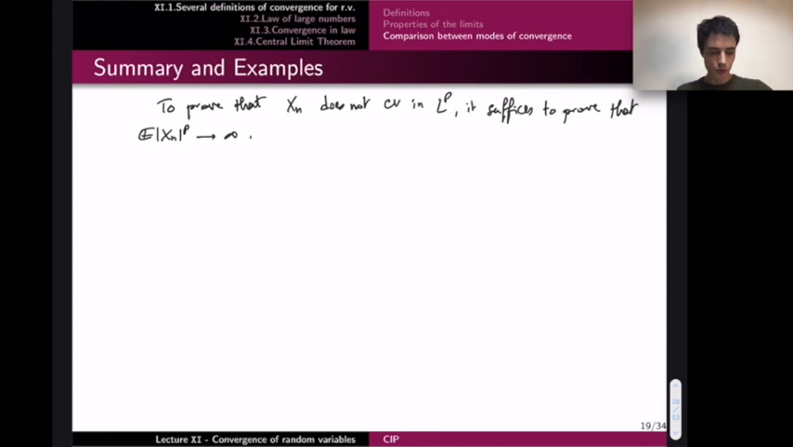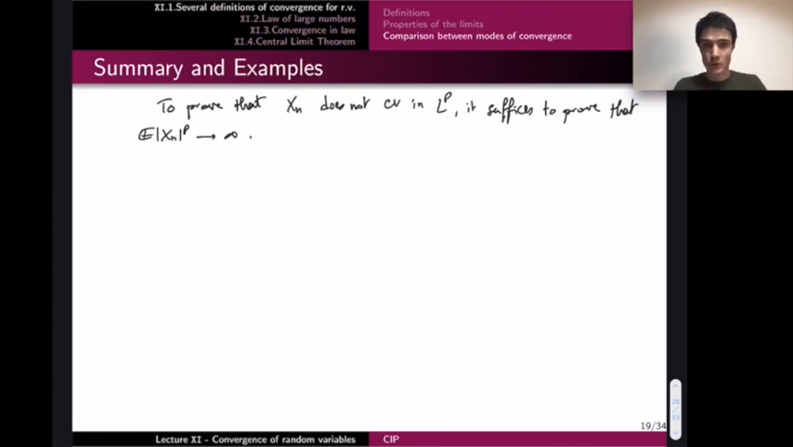The reason is because you know that if Xn converges to some x in LP, then, as I've said before, it implies that the expectation of Xn to the power p converges to the expectation of x to the power p. But if the expectation of Xn to the power p converges to plus infinity, that would mean that the expectation of x to the power p is also plus infinity. So x would not be in LP, so I cannot have LP convergence. It's just by definition.